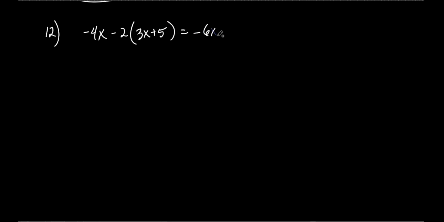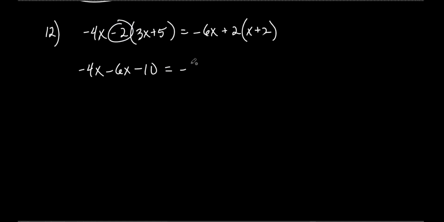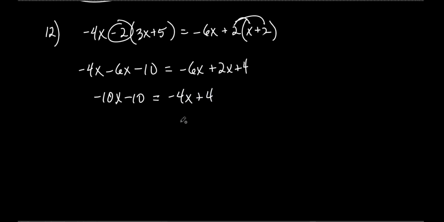Negative 6x plus 2 times x plus 2. All right, here we go. I'm going to go through this very quickly. This is negative 4x. This is minus 6x. This is minus 10. A lot of people are not distributing that negative. You have to distribute the negative through here. Minus 6x, and then distribute the 2. So that's a plus 2x plus 4. Add like terms, that's a negative 10x minus 10 equals, add like terms here, that's negative 4x plus 4.